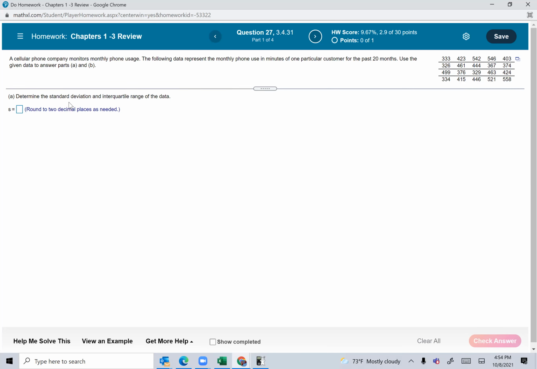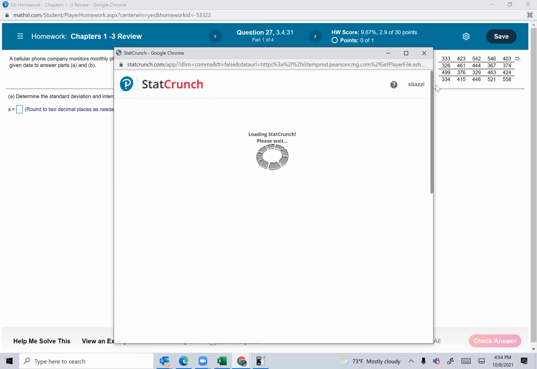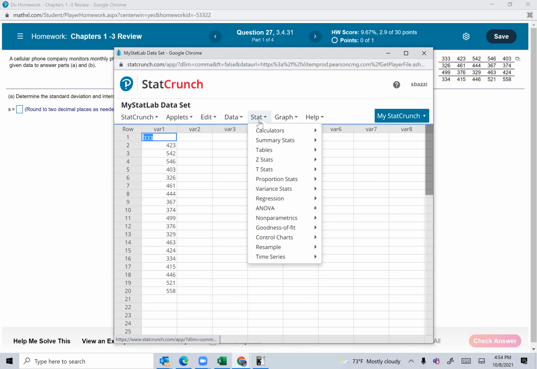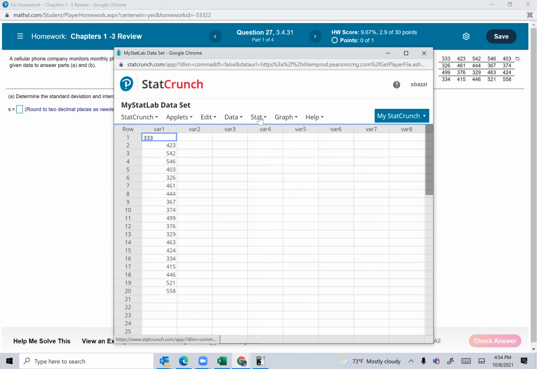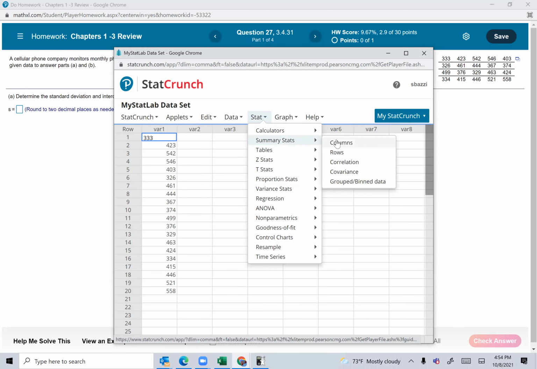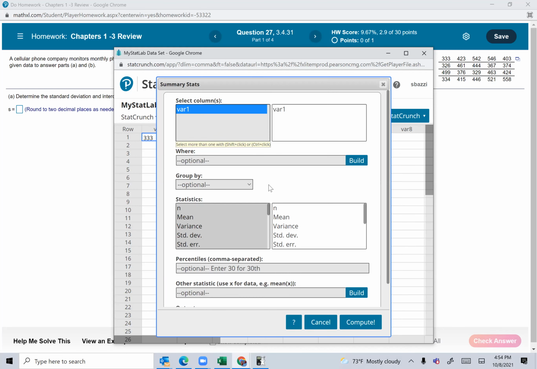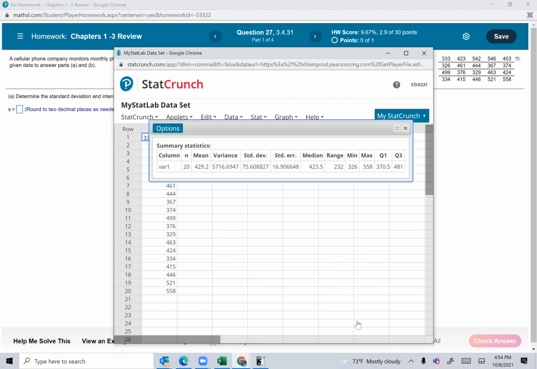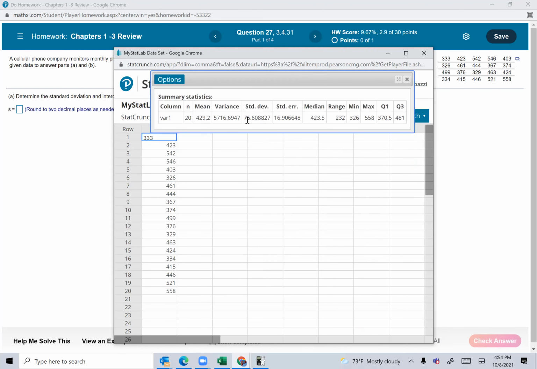So, determine the standard deviation. I would use StatCrunch for this, definitely. Open in StatCrunch. Stat, summary statistics, columns, and watch. All right, he wants the standard deviation. Here's the answer, 75.6.